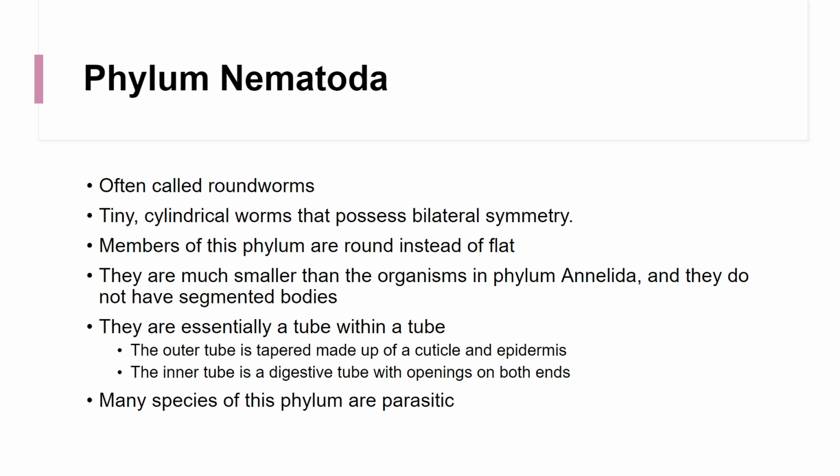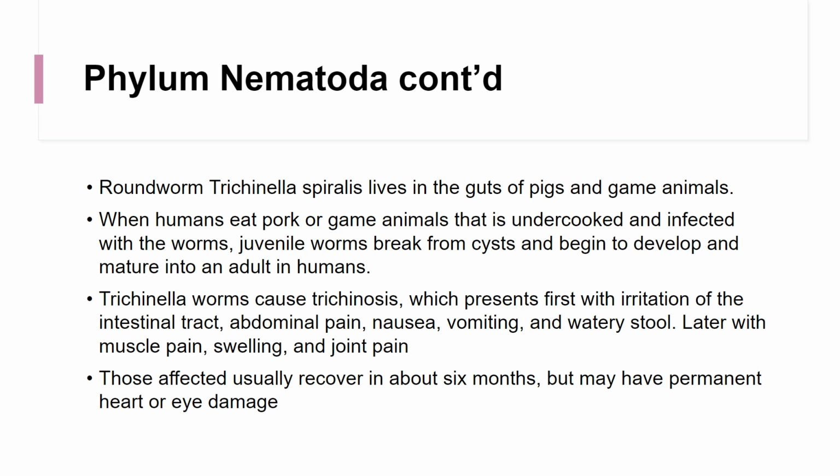And a lot of these species are parasitic, like the roundworm Trichinella. Trichinella spiralis lives in the guts of pigs and game animals. And we essentially could get it in our bodies if we eat pork or game animals that are undercooked and therefore infected with the worms. Juvenile worms tend to break from cysts after being consumed, and they begin to develop into a mature adult in humans. They cause trichinosis. So the Trichinella worm causes trichinosis.